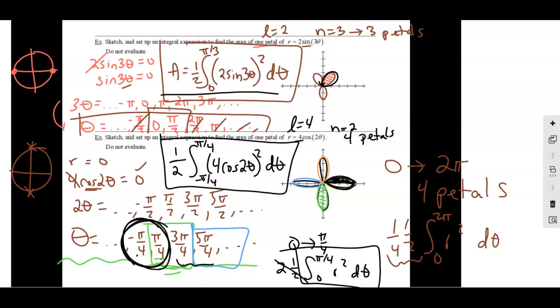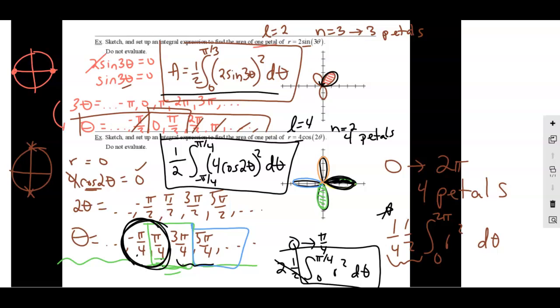There are lots of different ways that you can write this and be correct, especially if you use symmetry. If I get too many petals, if I did 0 to 2 pi, that's actually tracing the whole thing. That's 4 petals, so I could just divide it by 4, right? That's what we talked about over here. Or if I only did half of a petal, which would be 0 to pi over 4, then I could double it.